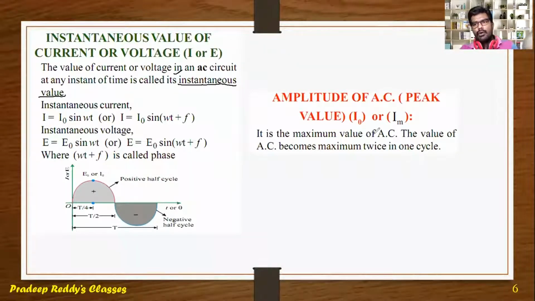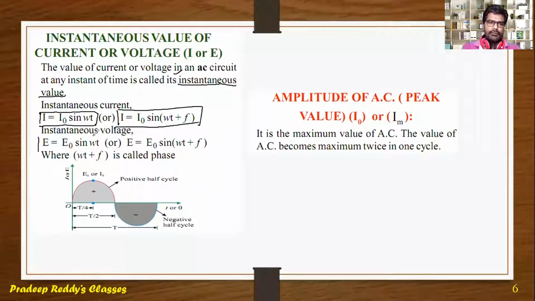Average means for one complete time period, what is the magnitude of current and what is the magnitude of voltage. If we calculate that, it is called average voltage or average current. As AC current varies with respect to time, you will be finding out its instantaneous value. So instantaneous current is represented with a sinusoidal function like this, and instantaneous voltage can be represented with this function.